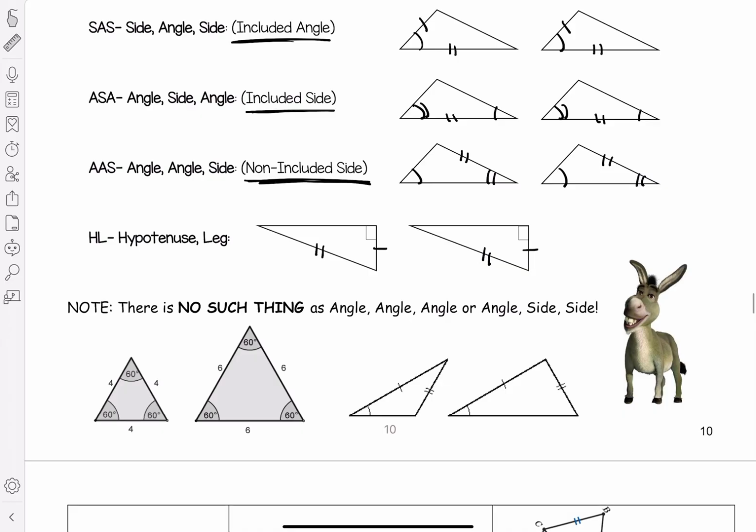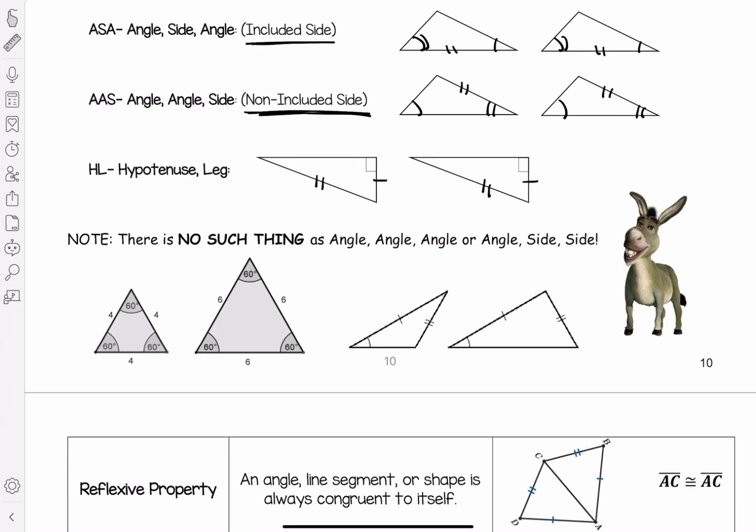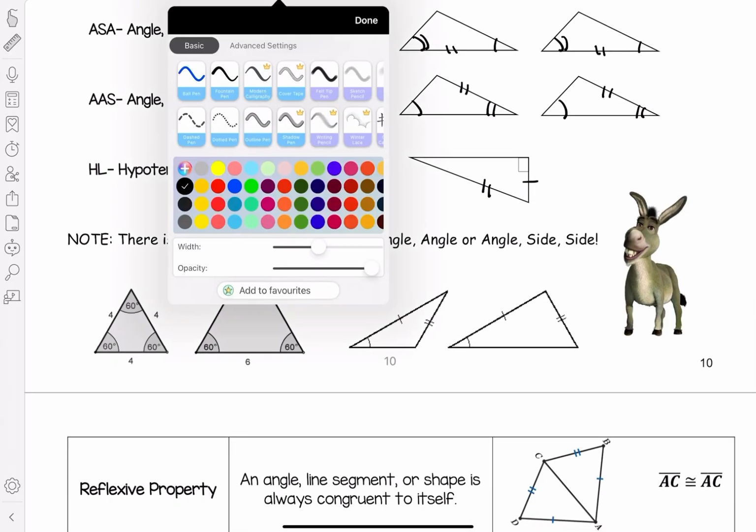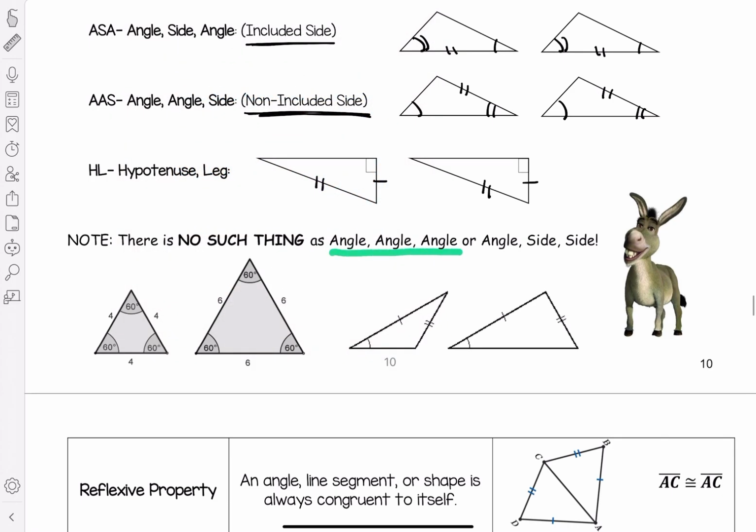Now, two things that will never, ever work. There is no such thing as angle, angle, angle. We can see that these triangles, they have the same angle measures, but their sides are completely different, and that's totally normal. So never trust angle, angle, angle.